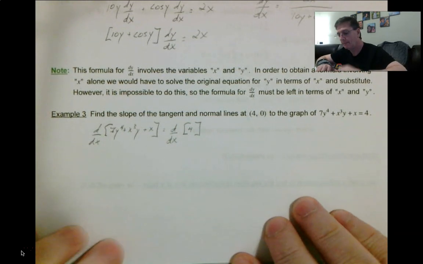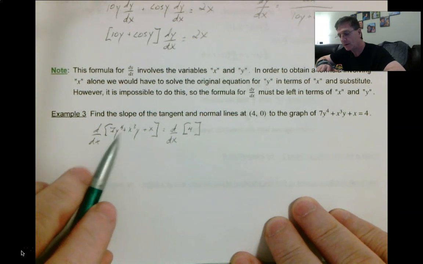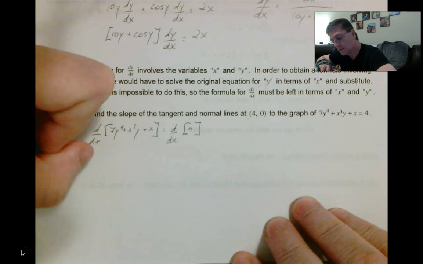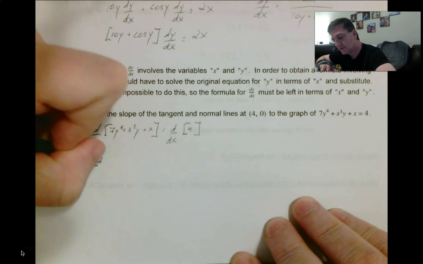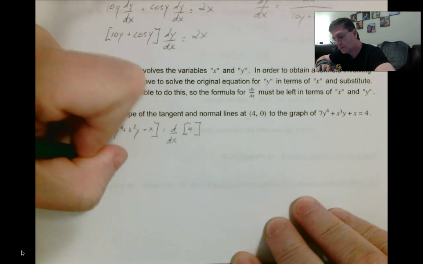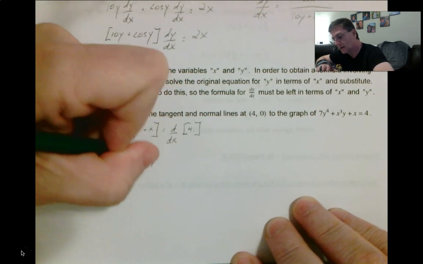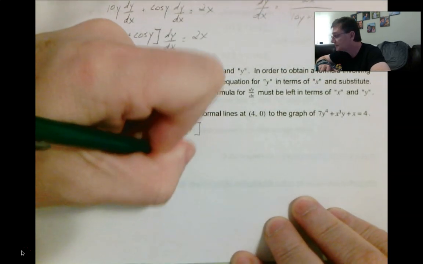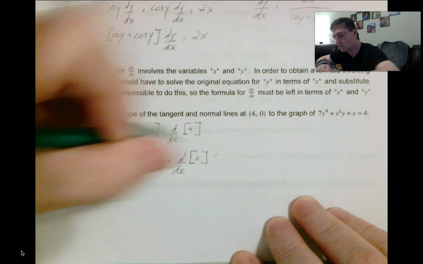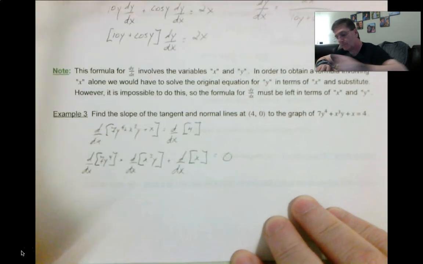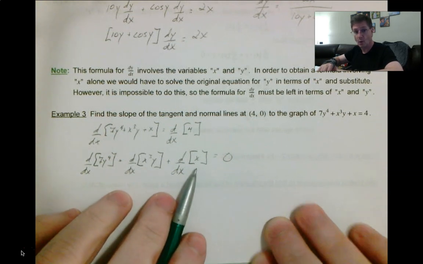Okay. Normally I won't do this, but because this one's going to have a product rule in the middle of it, I'm going to break this up into 3 derivatives. So we have d/dx of 7y to the 4th, plus d/dx of x cubed y, plus d/dx of x, equals the derivative of 4, which is 0. The d/dx of x is going to be 1.